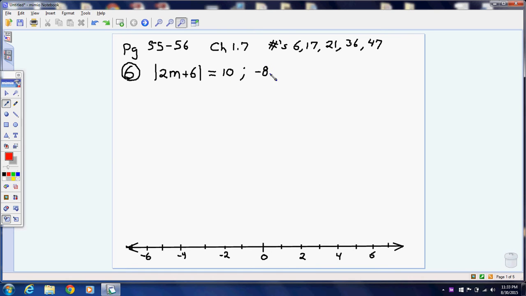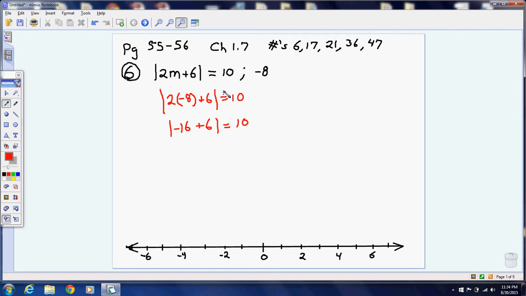All right, so this is the given number, -8. We can just substitute it in for m to decide whether it is a solution. Substitute -8 in for m. We add 6, that's inside absolute value brackets, equals 10. 2 times -8 is -16. We add 6 to that inside absolute value brackets, equals 10.